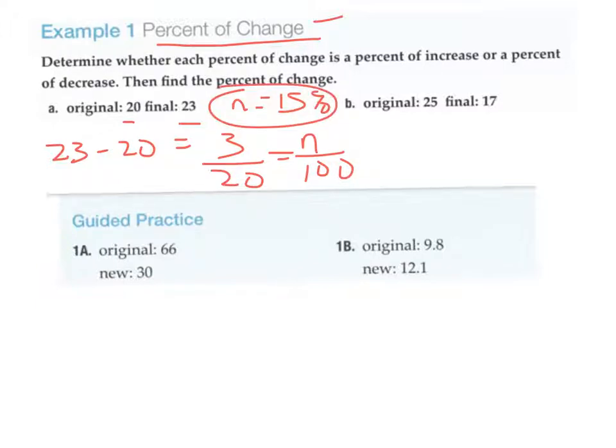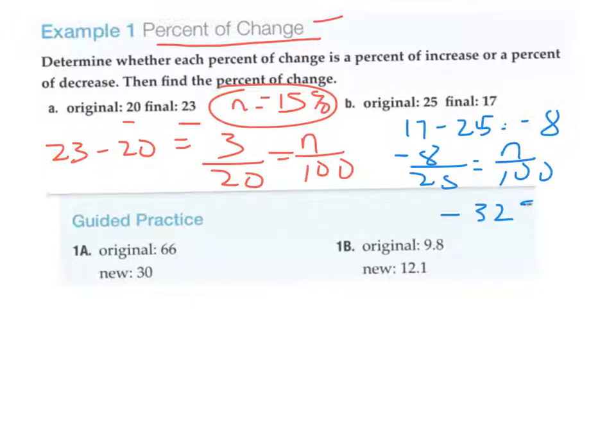Let's look at the next one. So the original is 25, so I'm going to take 17 minus 25, and I get a negative 8. That change, negative 8, over the original, which is 25, and we're going to make a percent out of it, so it's going to be n over 100. And when we do the math, so we take 100 times negative 8 and divide that by 25, we'll get a negative 32. And so our percent change is a negative 32, which makes sense. It went from the original, it went down, so that should be a negative number. On this other problem, we went up, so that should be a positive number.